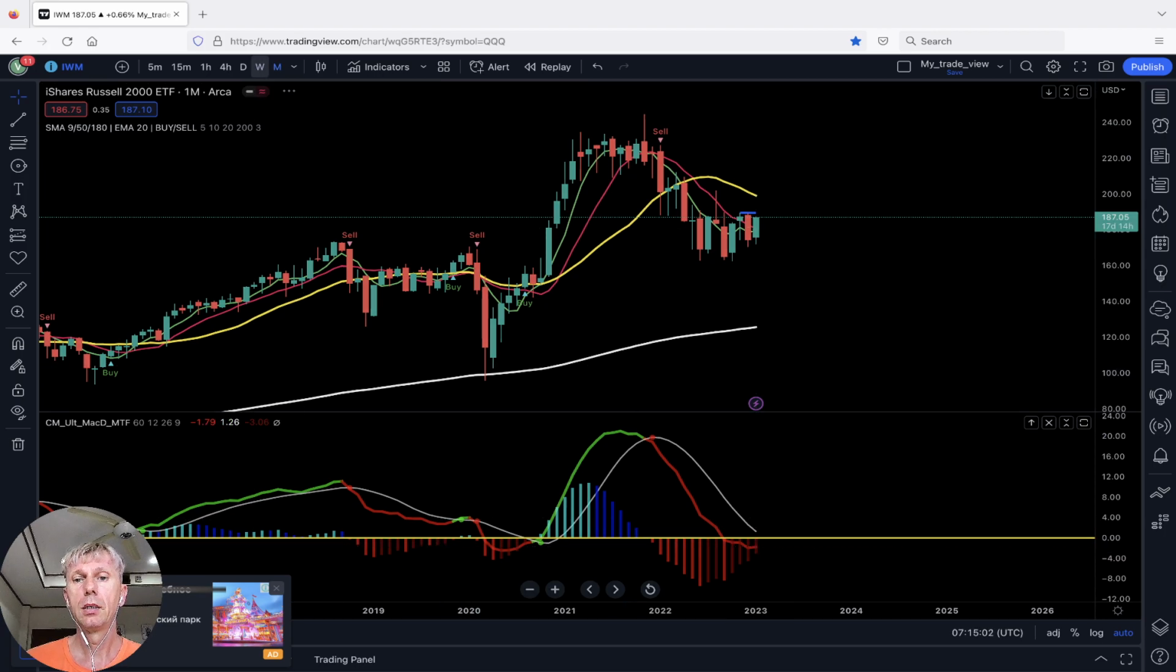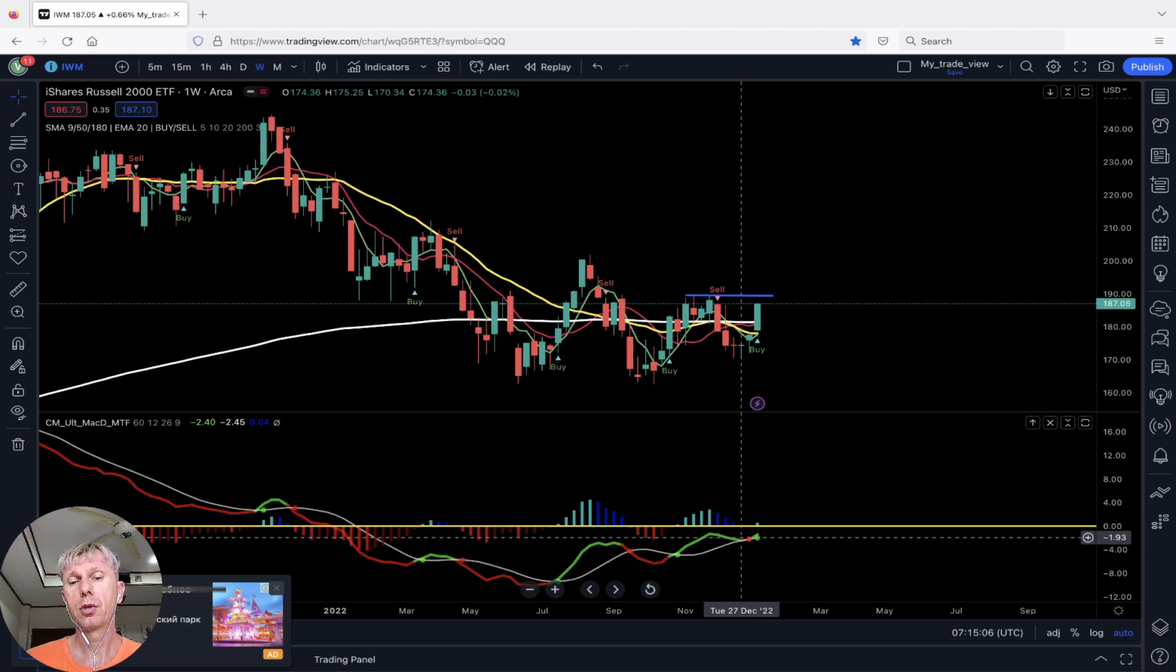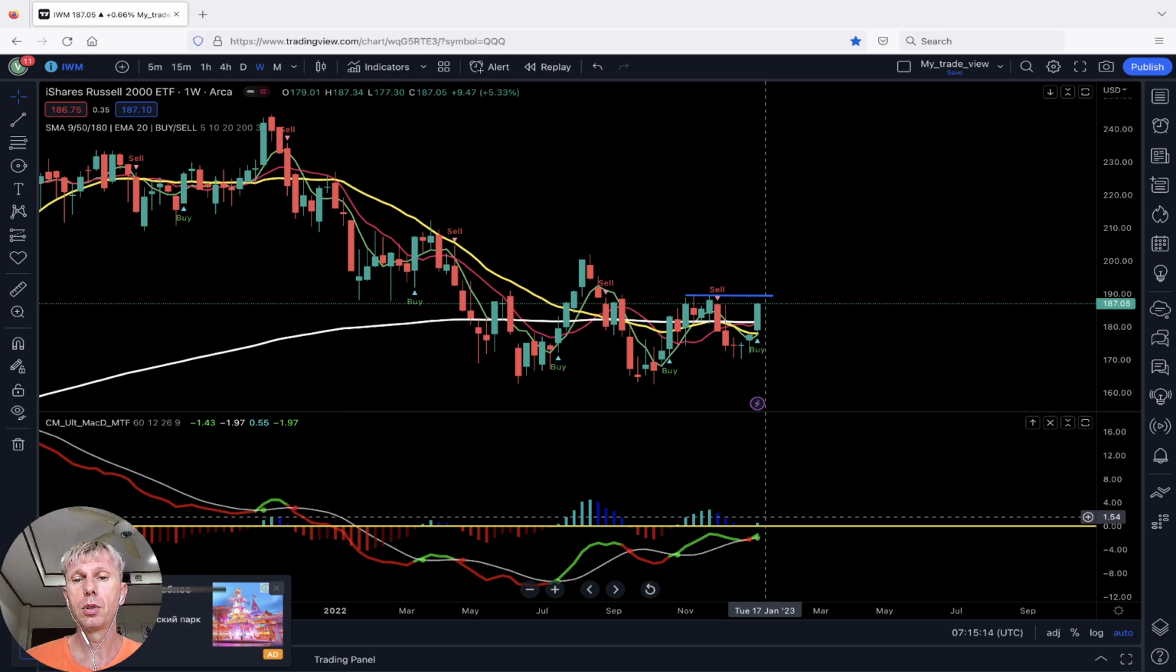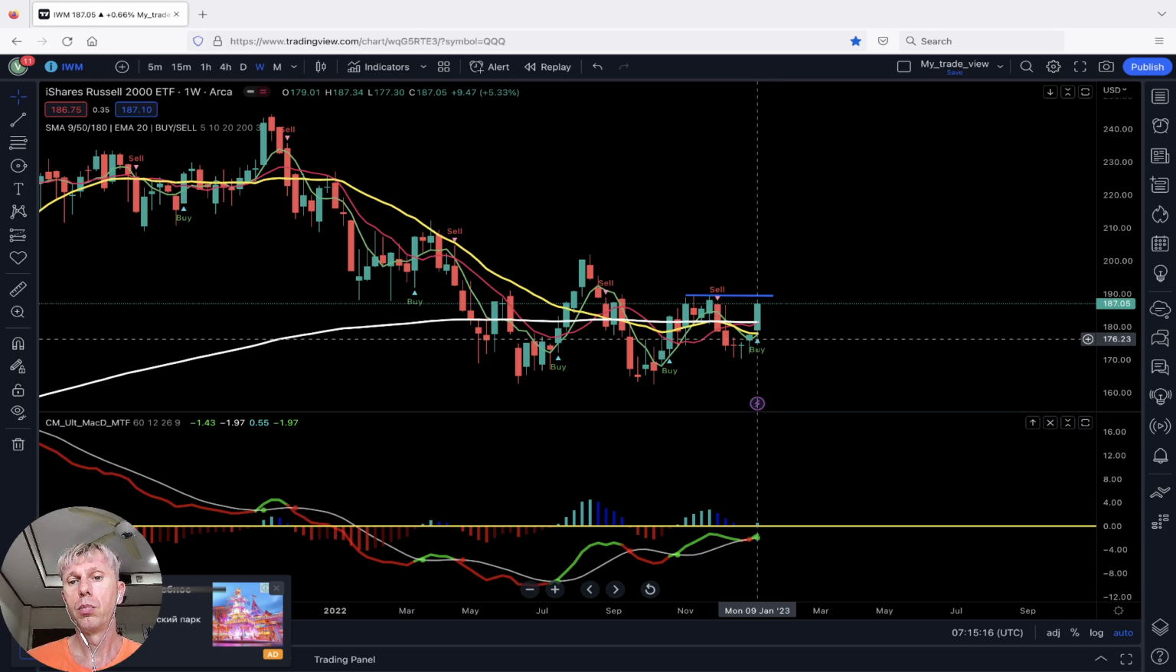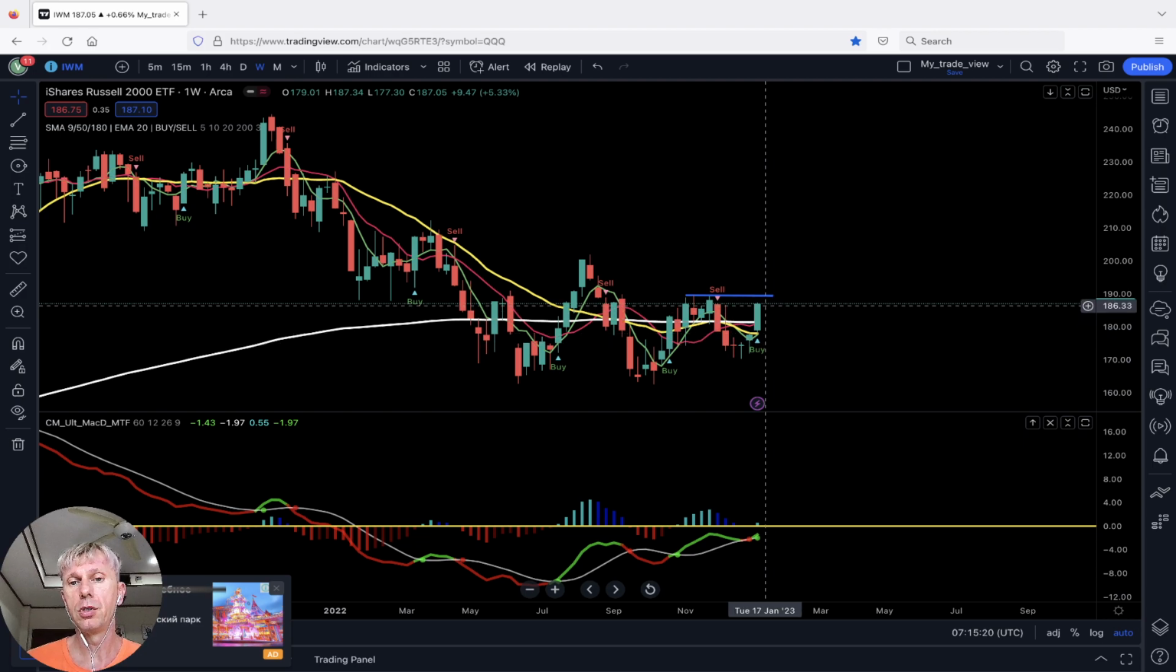On weekly, a different story. MACD was ready for a bearish crossover and it touched the signal line and turned back to bullish on the script. Buy signal, the last bar closed above all moving averages. That's how powerful it is.